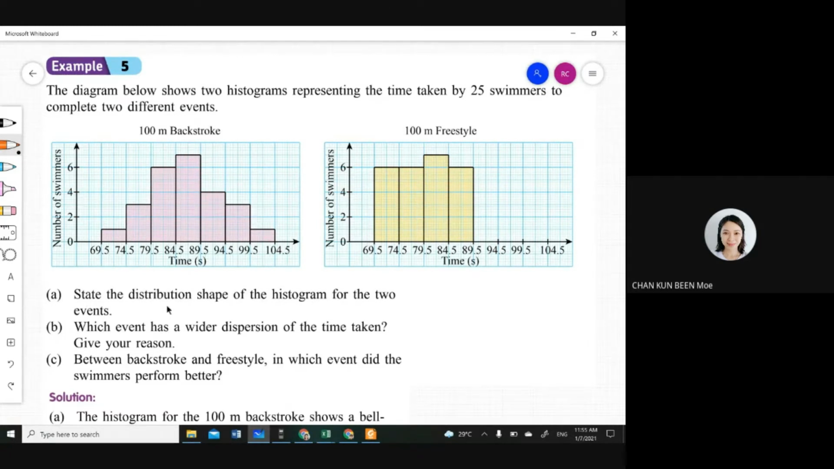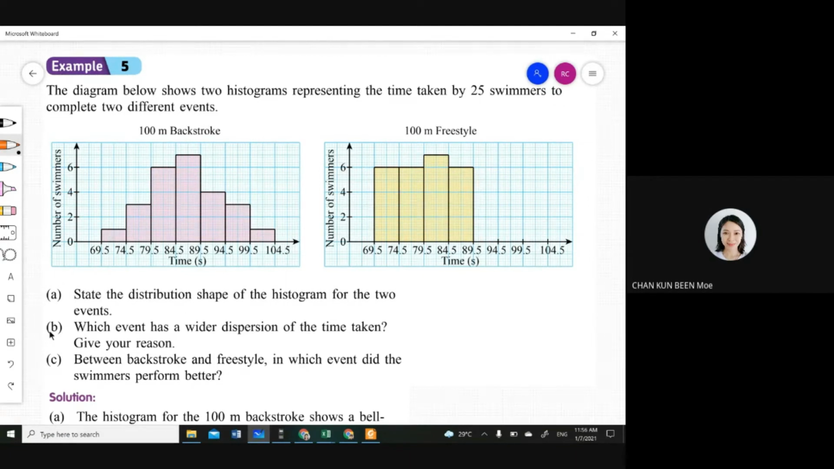A, state the distribution shape of the histogram for the two events. So we need to look at the two events, the 100-meter backstroke and the freestyle. What is the distribution shape? We just learned the shapes, you remember? So what shape is this? Bell shape. So the 100-meter backstroke shows a bell shape distribution. What about this one? Uniform shape. Very good. This is a uniform shape distribution.